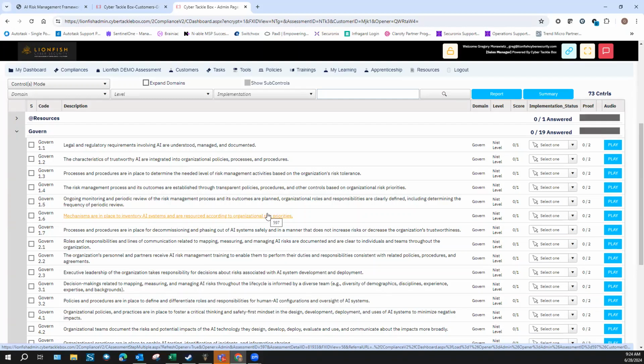Ongoing monitoring and periodic review of the risk management process and its outcomes are planned, organized, and roles and responsibilities are clearly defined, including determining the frequency of periodic review. And that's where this product, Lionfish, comes into its own. That's where this product is really helpful. This is where you have all your risk management processes and procedures.